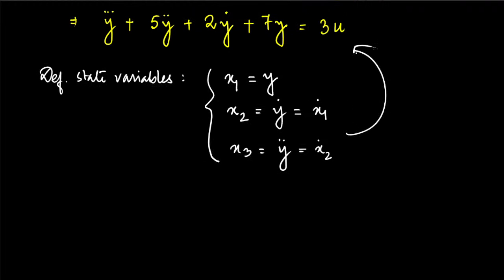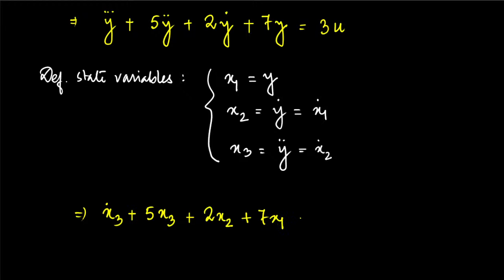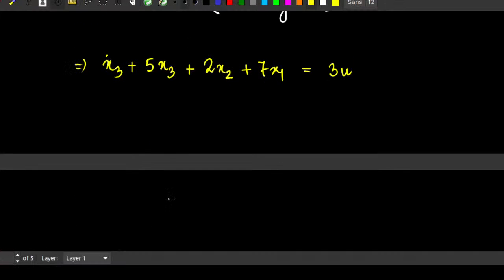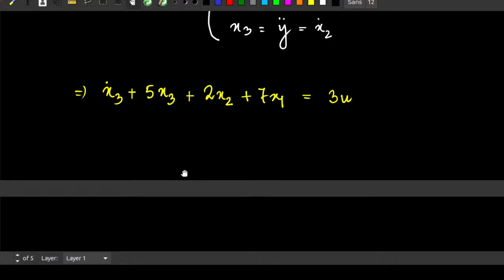And let's put this in this differential equation, right? If we do that, then of course the first thing that we have, y triple dot, simply becomes x3 dot. Then we have 5y double dot, and y double dot simply is x3. Then we have 2y dot, and that simply is 2x2. And then we have 7y, that's just 7x1, and that's just equal to 3u. And from there we can pretty easily construct the state space model, right?